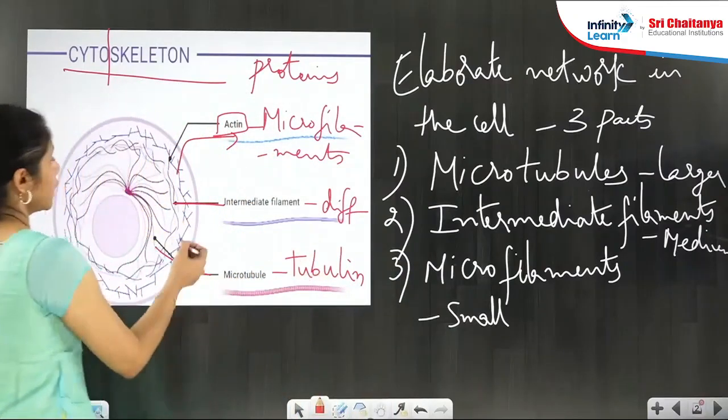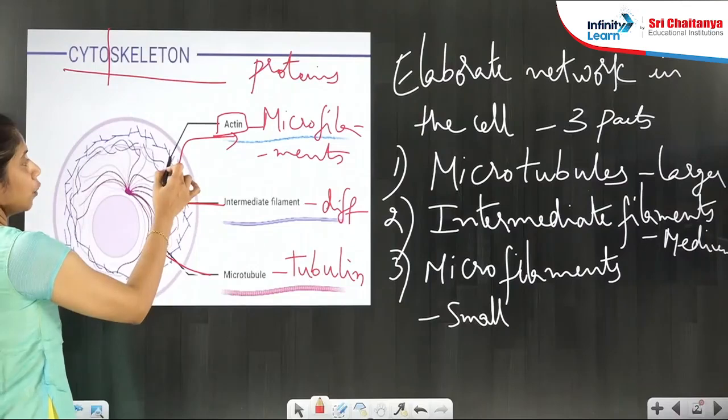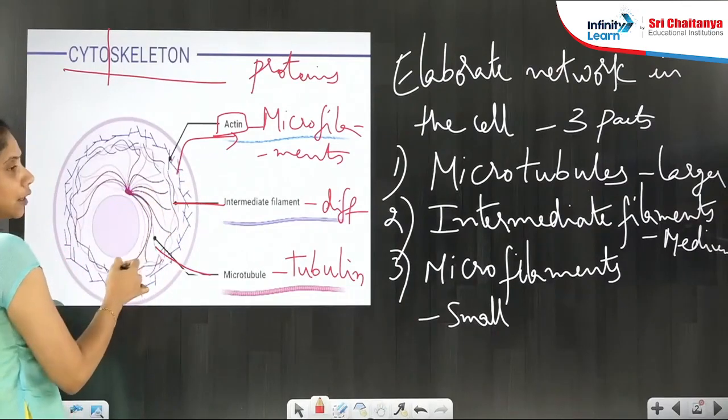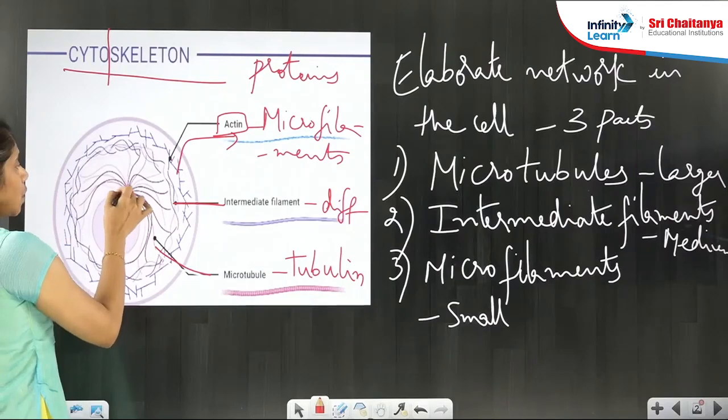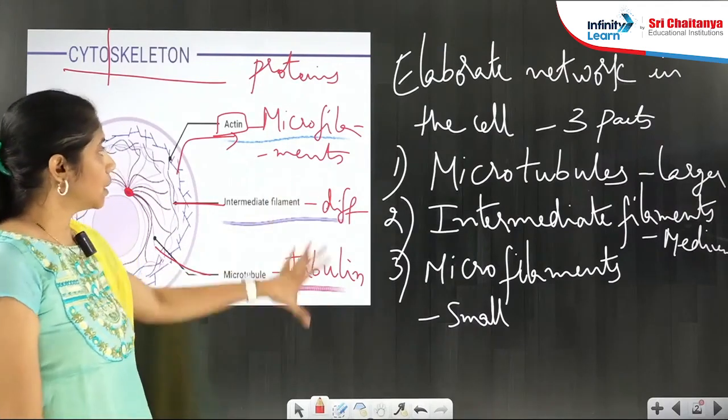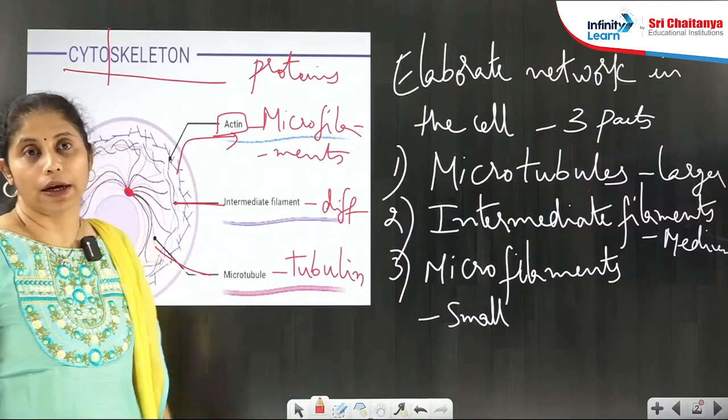You can see next to the plasma membrane, generally microfilaments are present. After that, you have the intermediate filaments, and after that, from the centriole, the microtubules will be coming. So these 3 components are there in the cytoskeleton.